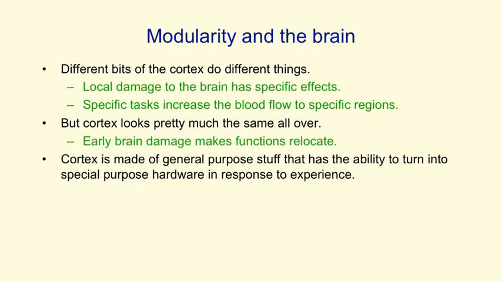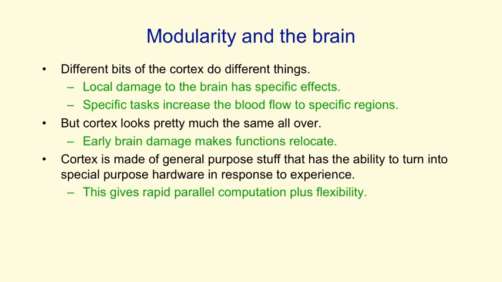That's also suggested by the fact that if you damage the brain early on, functions will relocate to other parts of the brain. So it's not genetically predetermined, at least not directly, which part of the brain will perform which function. There are convincing experiments on baby ferrets that show that if you cut off the input to the auditory cortex that comes from the ears and instead reroute the visual input to auditory cortex, then the auditory cortex that was destined to deal with sounds will actually learn to deal with visual input and create neurons that look very like the neurons in the visual system. This suggests the cortex is made of general purpose stuff that has the ability to turn into special purpose hardware for particular tasks in response to experience.